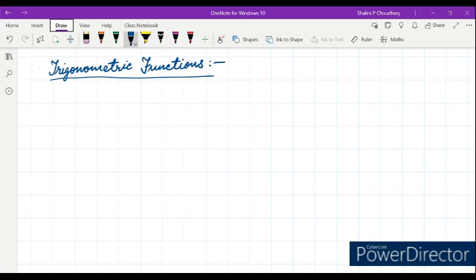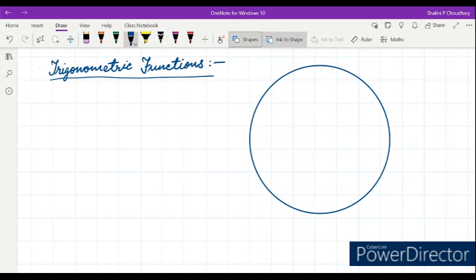We'll talk about trigonometric functions. Before starting trigonometric functions, we'll see some coordinate geometry and we'll find out how we are getting the values sine theta, cos theta if we have a circle.